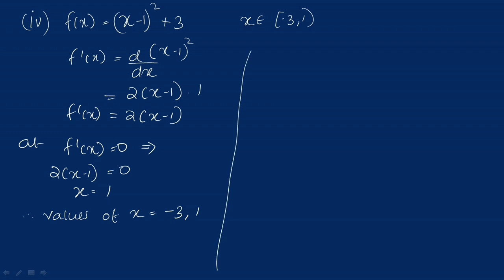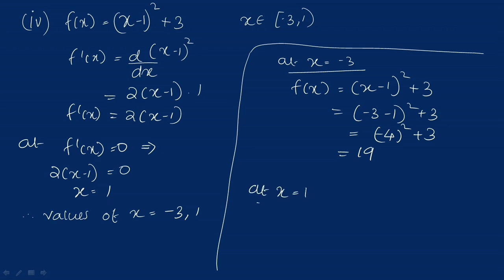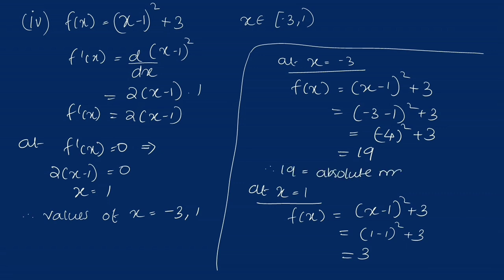So at first, when x is equal to minus 3, we have f of x, that is x minus 1 whole square plus 3. So f of minus 3 will be minus 3 minus 1 whole square plus 3, that is minus 4 whole square plus 3, that is 16 plus 3, that is 19. At x equal to 1, f of 1 is 1 minus 1 whole square plus 3, that is 3 itself. So we have 19 as the absolute maximum value, and 3 is the minimum value, so the absolute minimum value is 3.